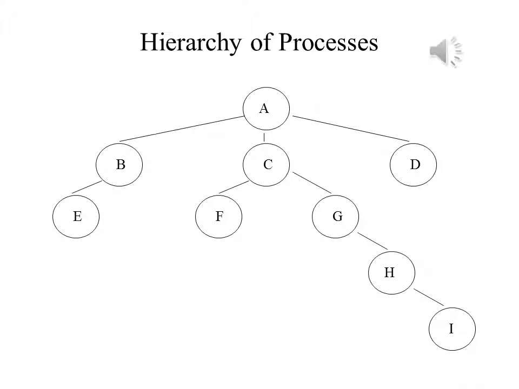Here you see such a hierarchy. A has 3 child processes, B, C, and D. B has 1 child, E. D has no children. C has 2 children, F and G. All of these processes are direct descendants of process A.